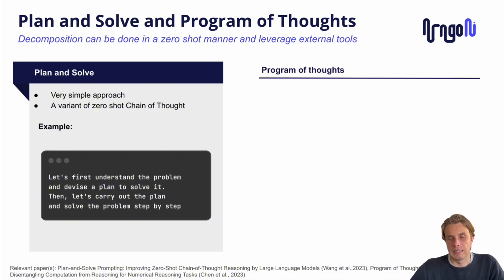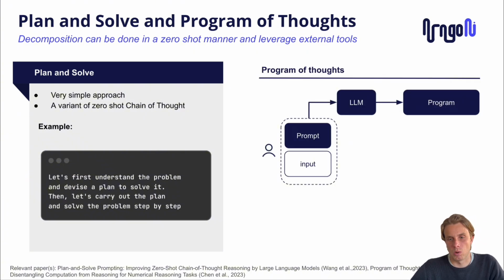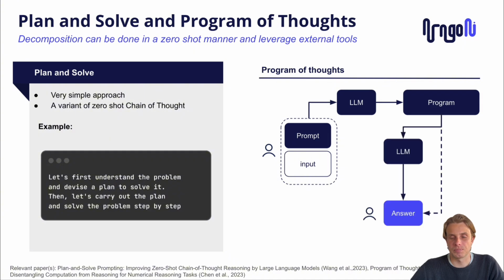Program of thoughts. This is another example which is quite straightforward in that we have our initial prompt and the user inputs. In our prompt here though, what we're asking is for the language model to generate a series of code instructions that we can then run to effectively evaluate this. And the idea being that if we can programmatically evaluate it, this should be more robust.